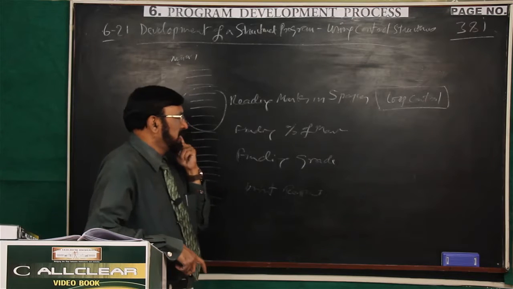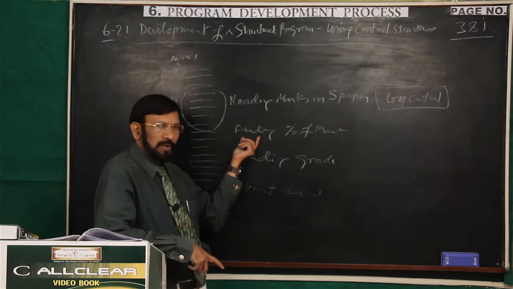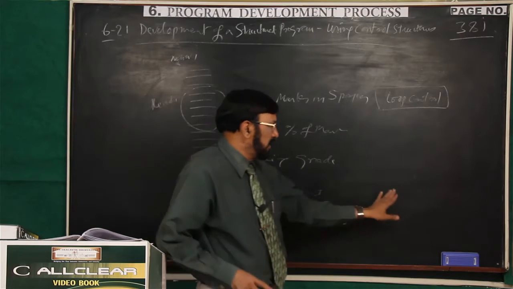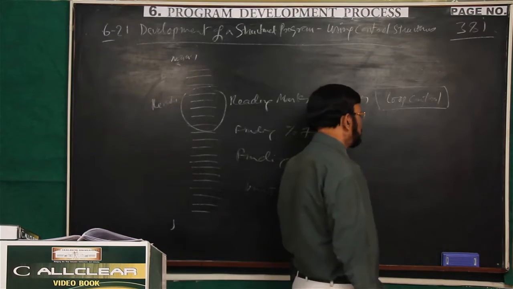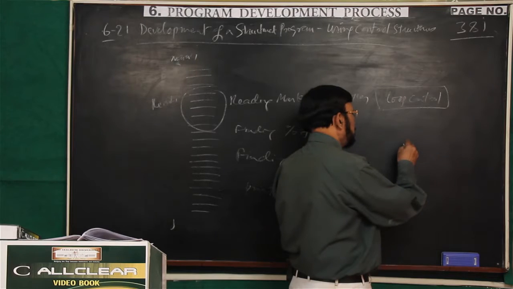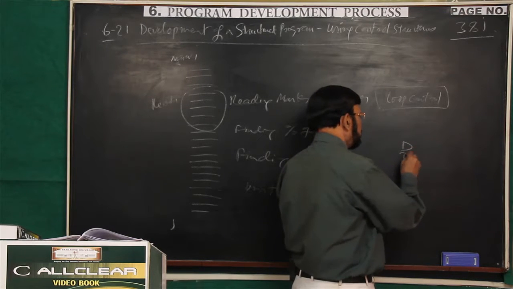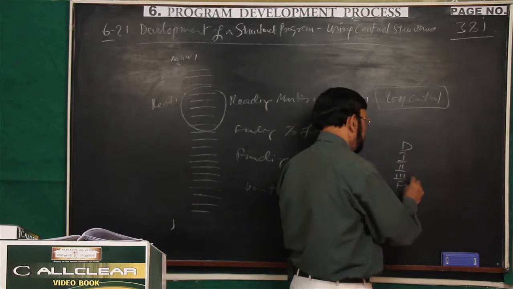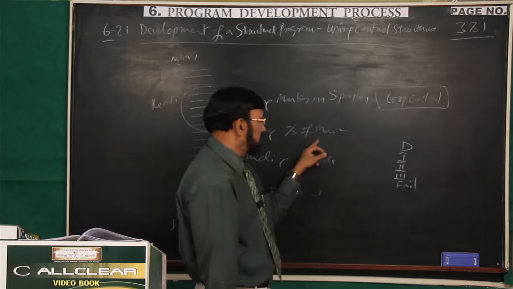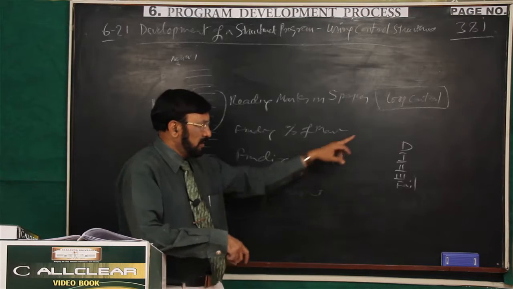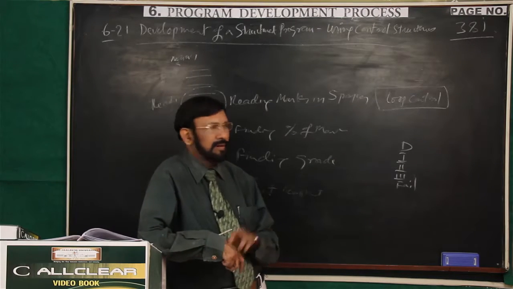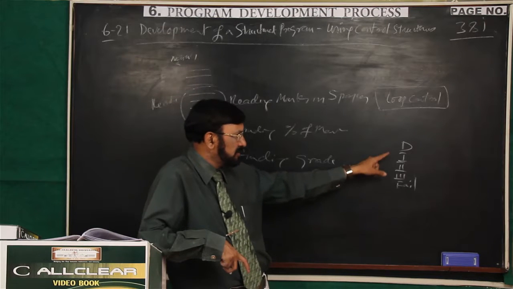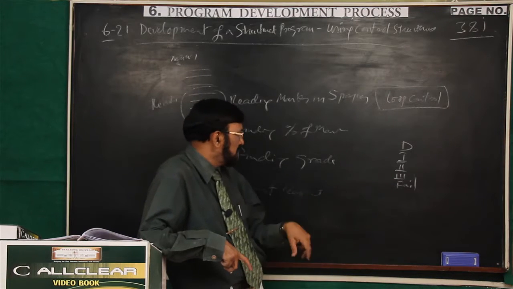Next, finding the percentage of marks: by using a formula, you do that. Thereafter, finding the grade. There are 5 alternatives: distinction, first class, second class, third class, fail. Depending on the percentage of marks, one of these is selected. Only one is selected, either distinction, first class, second class, third class, or fail.